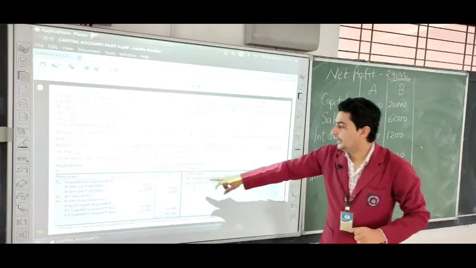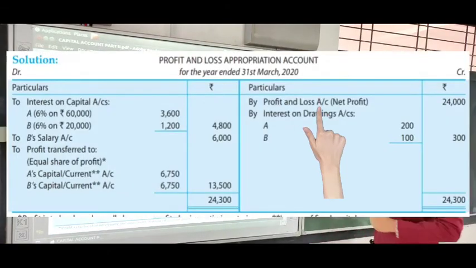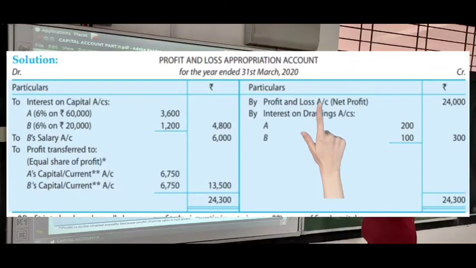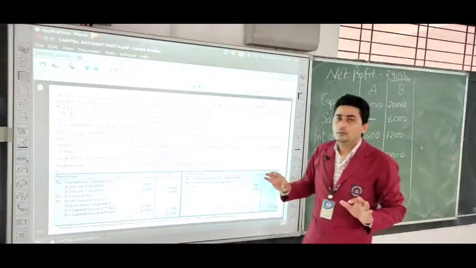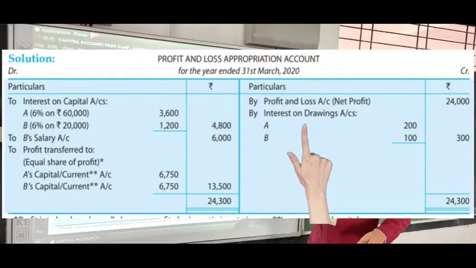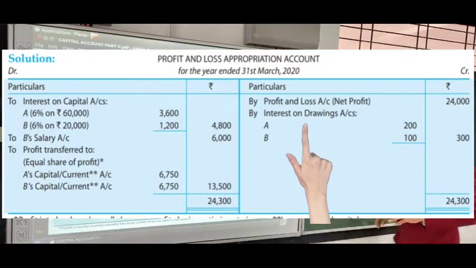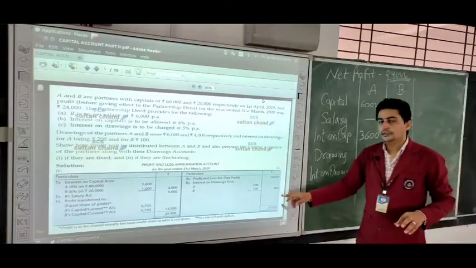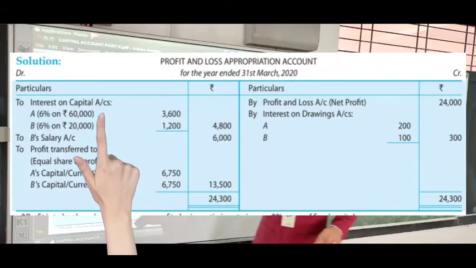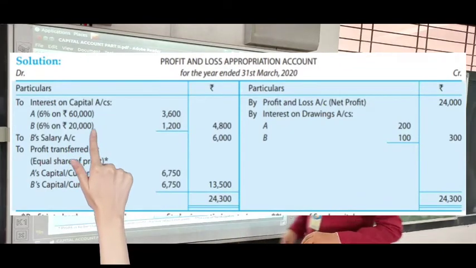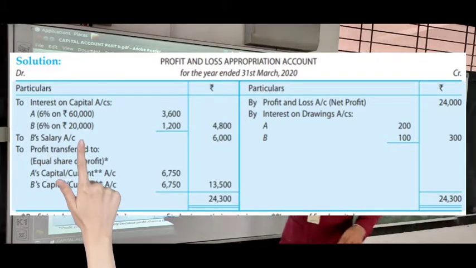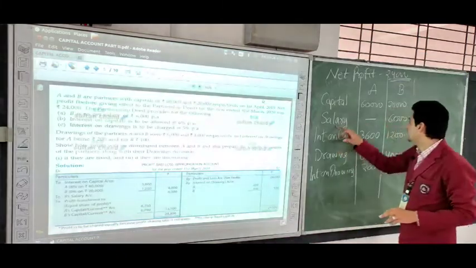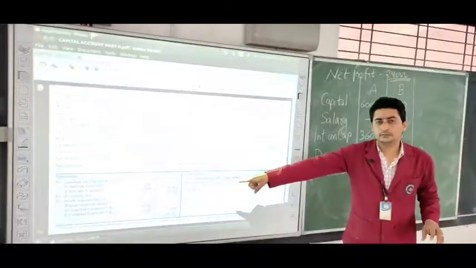So first of all, we will write by profit and loss account. Here will be the profit 24,000. Profit will be here in credit side. Okay, students. Then what is the next profit of partner? Interest on drawing. So by interest on drawing A and B, we will write it 200, 100, total 300. Okay. Now interest on capital will be debited. What is interest on capital? 3,600 and 1,200. Salary will be credited. B's salary 6,000. Okay, students. So salary will be credited 6,000.